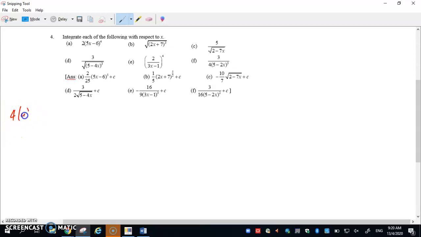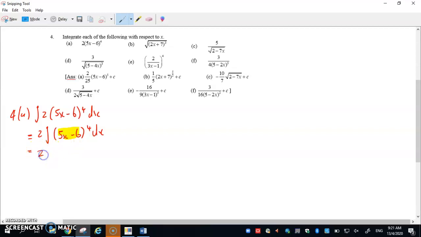So for 4a, we are looking at the integration of 2(5x - 6)^4 dx. Immediately you can bring the 2 up again. Notice that inside this power 4 function is a linear function, 5x - 6. So you can simply divide by 5 for the final answer to remove the effects of chain rule. Alright, so let's do this.